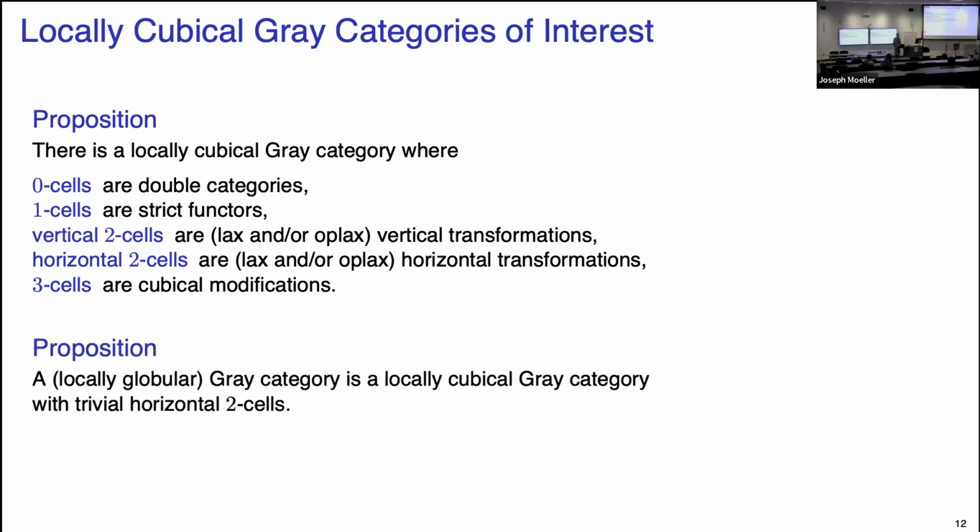And as a sanity check to make sure we're on the right track here, if we specialize this definition to the case where we have only identity horizontal 2 cells, we recover something that's equivalent to the classical, that is to say the locally globular notion of gray category. So this should give us some confidence that we haven't done something completely nuts in this definition. Okay, so now I've defined the structures I need in order to define the structures that I want. Let me define the structures that I want.